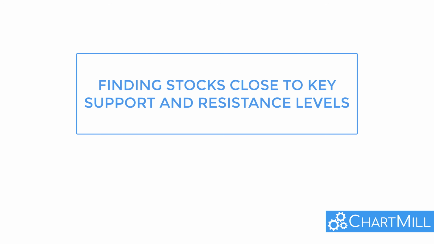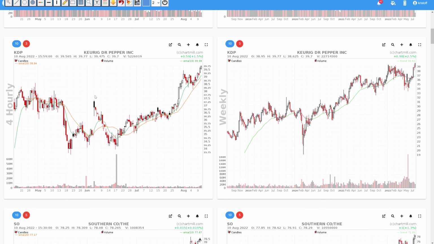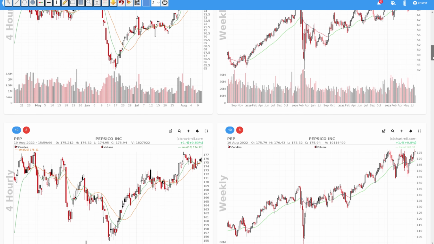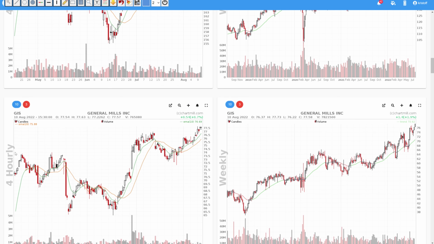Now let me show you how to find stocks that are close to support and resistance using ChartMill. Yes, this can be done manually, but it will be very time consuming. Especially for a first basic selection, it is much easier to use a stock screener so that a large group of stocks can be reduced quickly and efficiently.